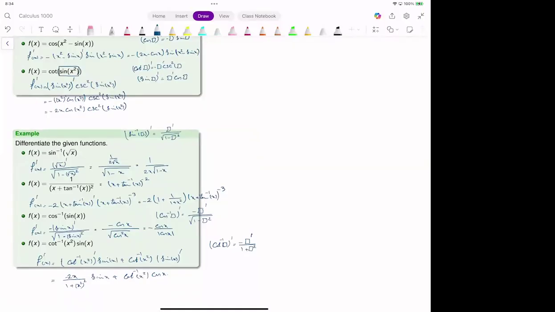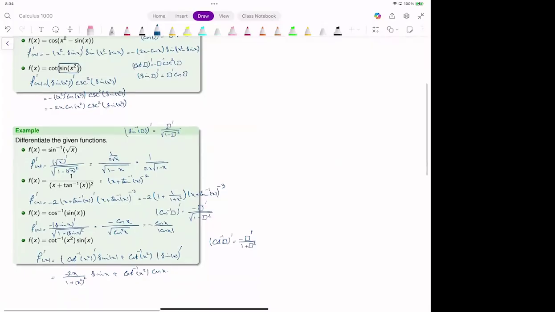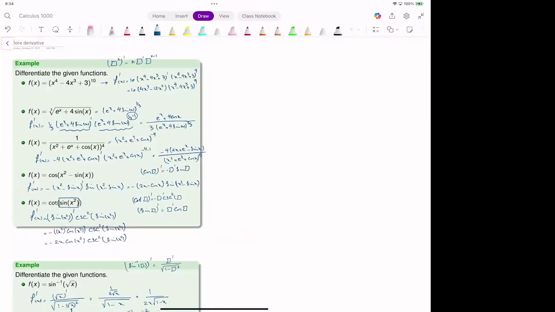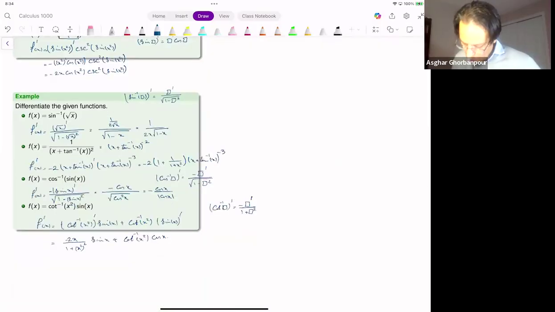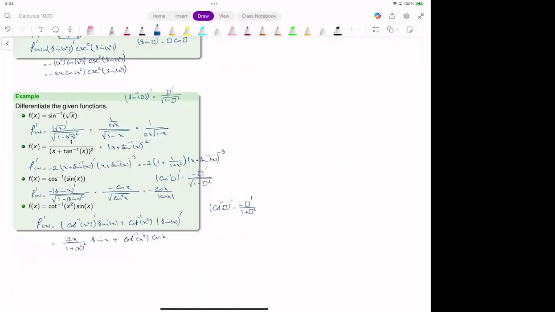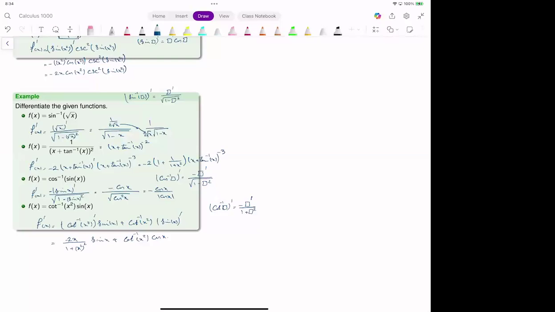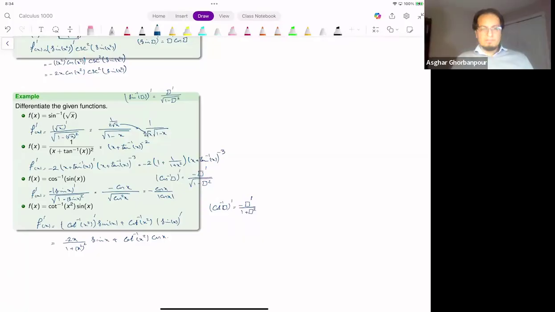For the second example, isn't it 1 over 2 square root x multiplied by square root of 1 minus x? Yes, you're right. That goes down. Yes, that's what you mean. That's true. Thank you. Any other comments, questions?